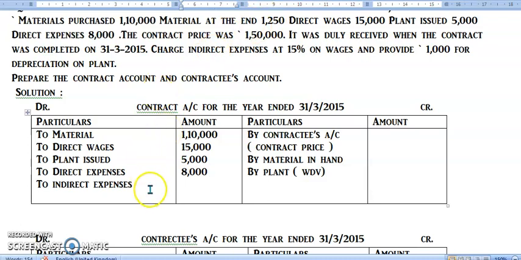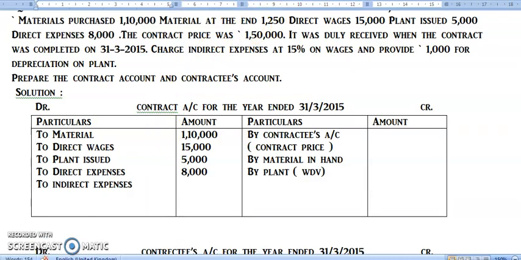What about indirect expenses? They have given you information regarding indirect expenses, which is 15% on wages. So just write 15% on wages. Let us check how much the wages are. It's 15,000. If you calculate 15% of 15,000, 10% is 1,500 and 5% is 750. So 15,000 of 15% will be 2,250.